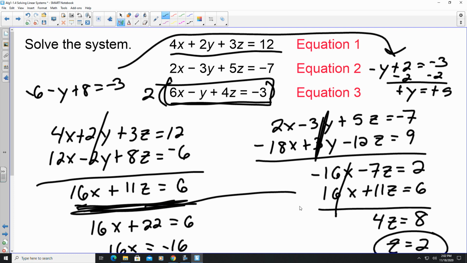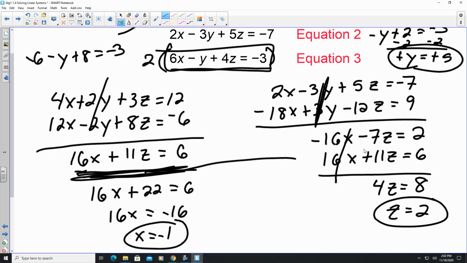So now I have all three unknowns known. Now my ordered triple is as follows: negative 1 is X, 5 is Y, and 2 is Z.